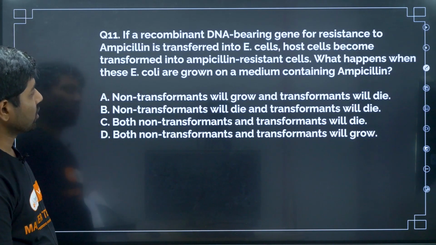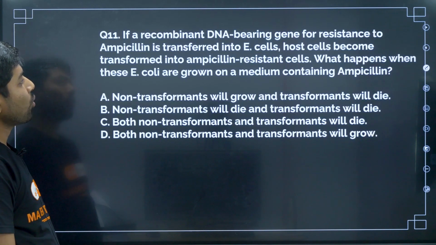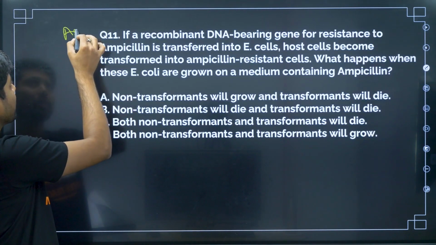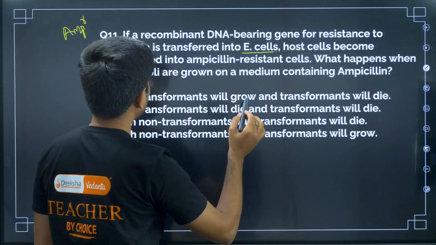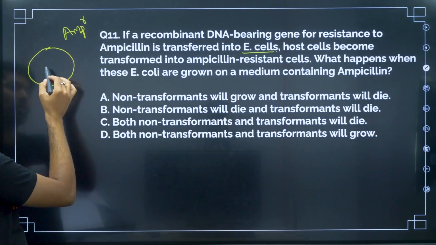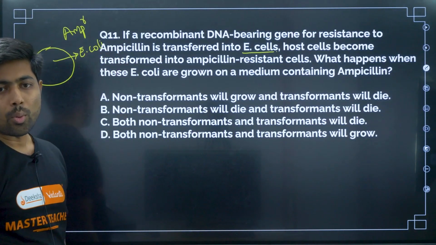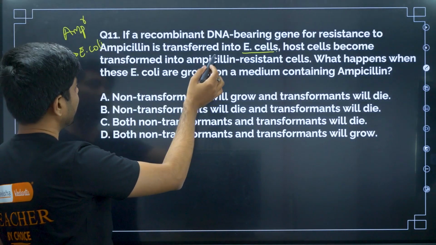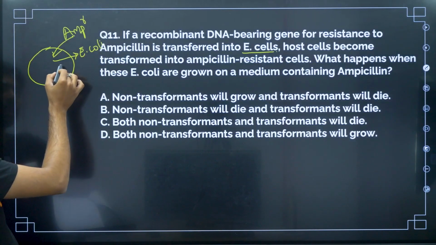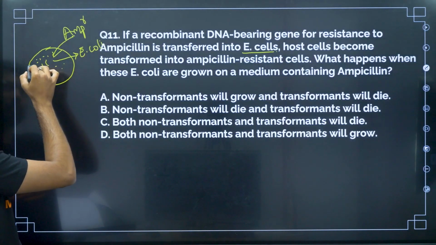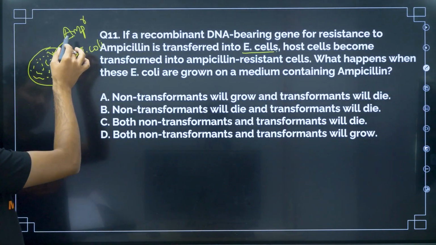Now this is a very interesting question. A recombinant DNA bearing the gene for ampicillin resistance is transferred to E. coli. They take a culture of E. coli and try to insert this ampicillin resistant gene into the culture. Here this culture is full of E. coli. Once this is done, what happens?